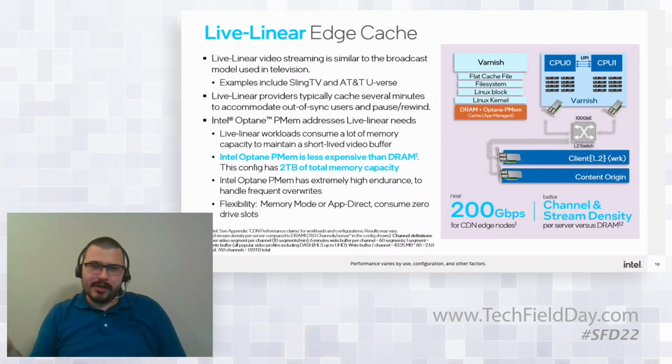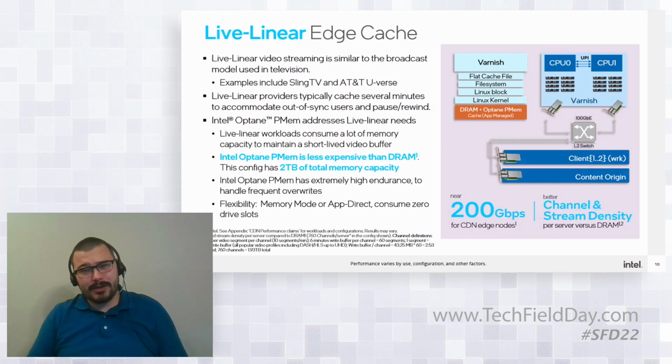And so actually on that topic, the live linear use case will consume a lot of memory capacity as well as a lot of memory bandwidth to maintain this relatively short video buffer. That video buffer will vary depending upon the operator. Sometimes it's 1 minute, sometimes it may be several minutes. And Optane is particularly suited to this because it offers additional capacity over DRAM at lower cost.